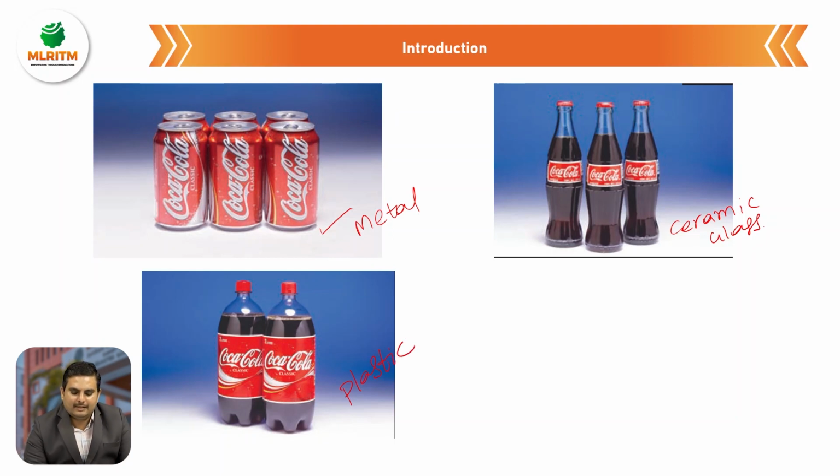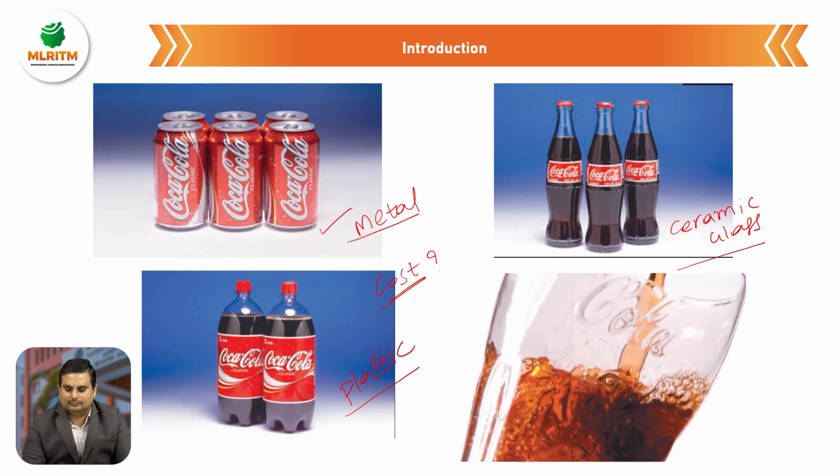It means the processing of metal is different, the processing of ceramic and glass is different, and the processing of plastic is different as well. Along with this, the cost of the process also changes with respect to the material. It depends on the material price, along with the processing.